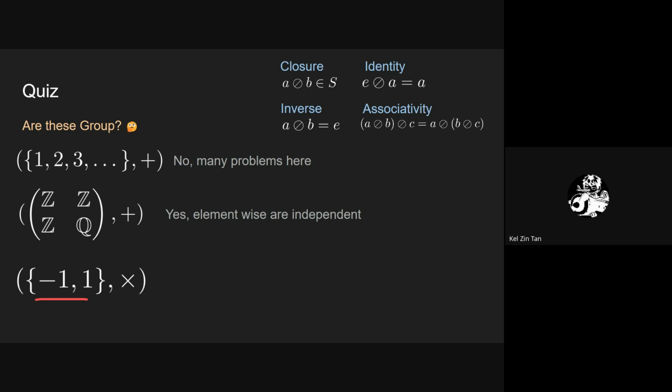Okay. What happened to my mouse? Okay, let me launch the poll.